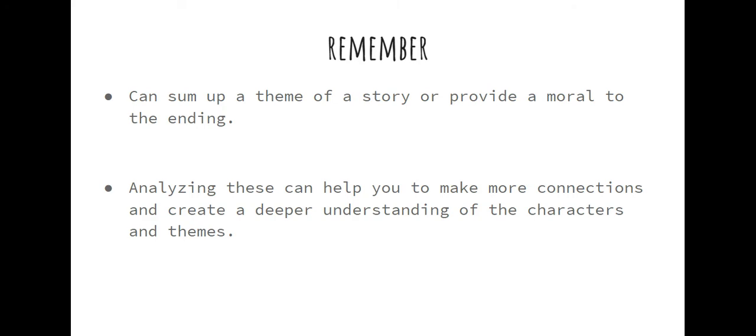All right. You've done a great job today. A few things I want you to remember is that an adage, figurative language, idioms, puns, all of that, can sum up a theme of a story. They can give you a moral to the ending so that you can learn a lesson and help you have a deeper connection, understanding, or comprehension of what you just read. Figurative language is important while reading. Analyzing the figurative language can help you make more connections and create a deeper understanding of the characters and themes, but only if you understand exactly what they're trying to say. So it's really important that you analyze them the correct way.